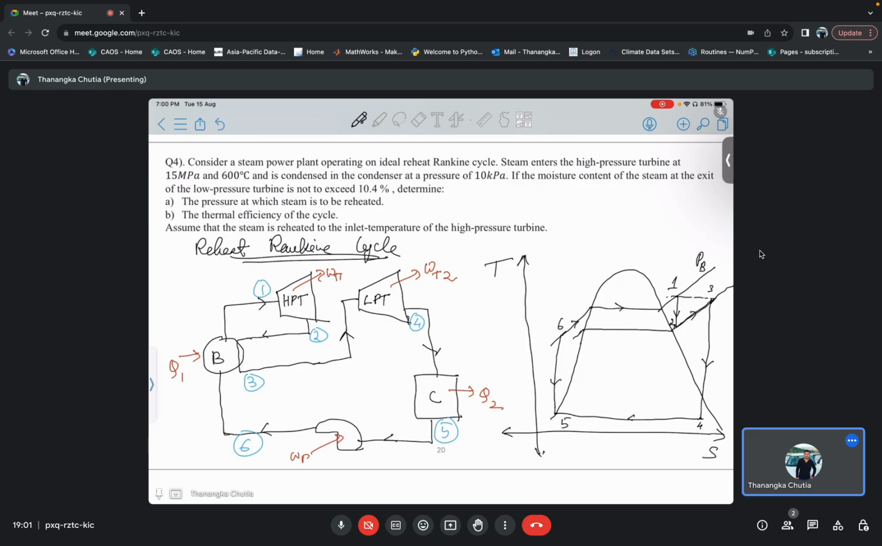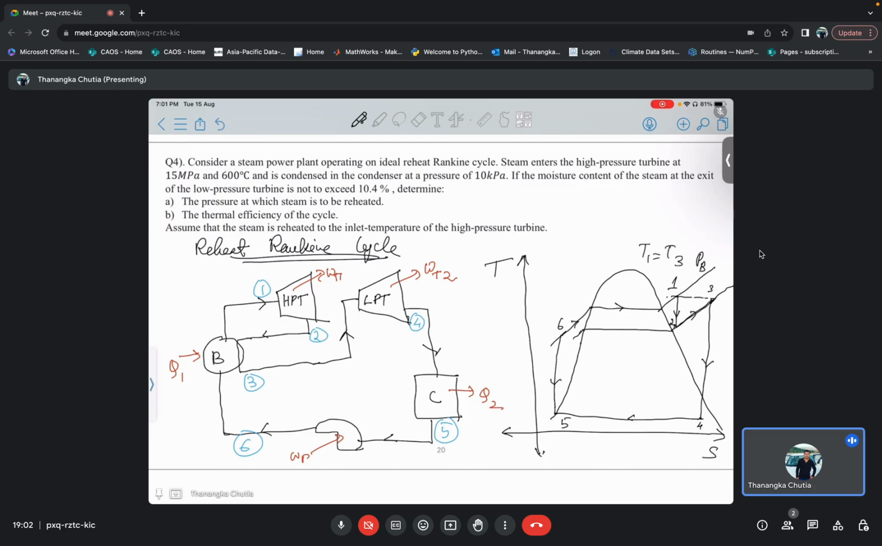So our main idea is to increase the mean temperature of heat addition. So what we do is first expand from point 1 to point 2 in the high pressure turbine, and from there we again reheat by passing it through the boiler. Okay, there are some special arrangements for reheating, and after that we reheat back to the same temperature as it was at point 1. So here T1 is equal to T3. Then from there the low pressure is achieved.